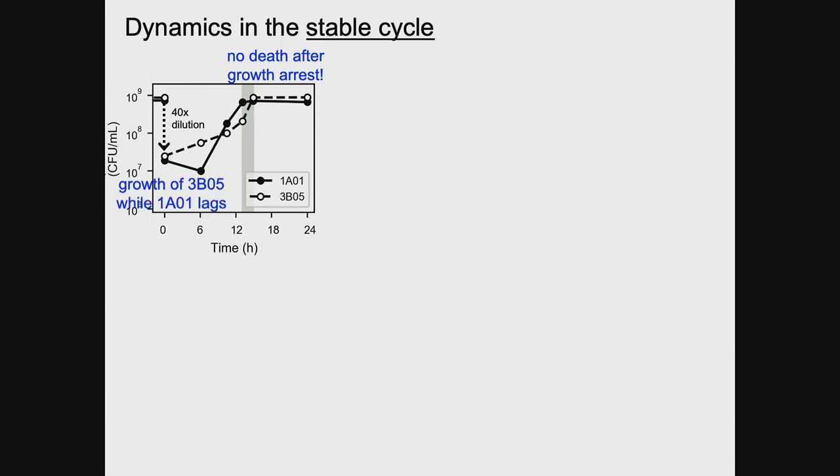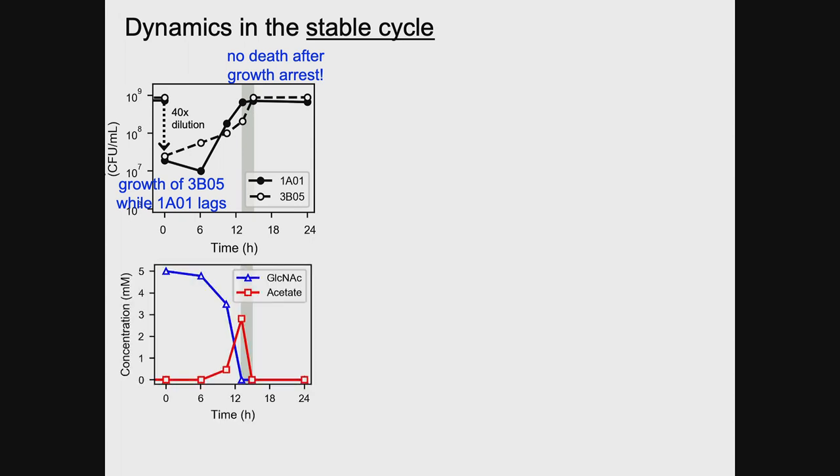And then also, in the initial 6 hours, 101 is not growing. There's a long lag. But despite 101 not growing, 305 is growing. So B is supposed to rely on A to make stuff, to grow, but A is not growing, but B is growing.